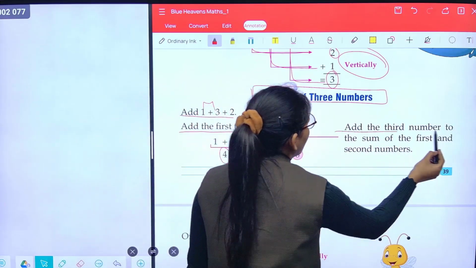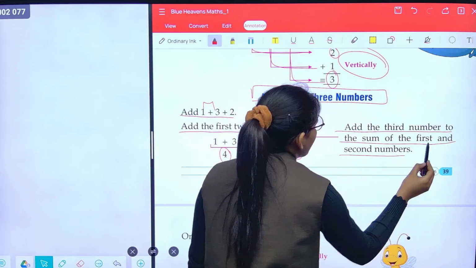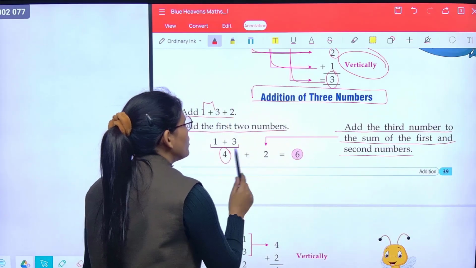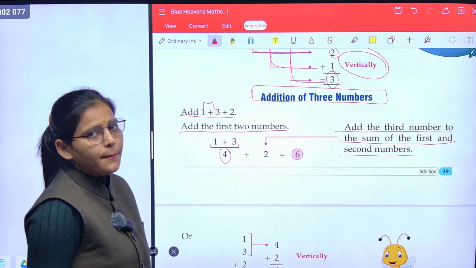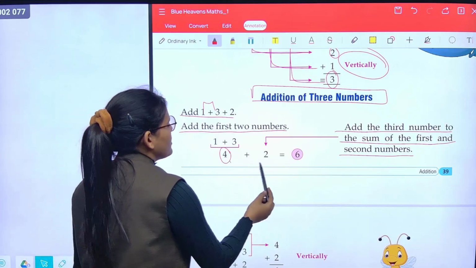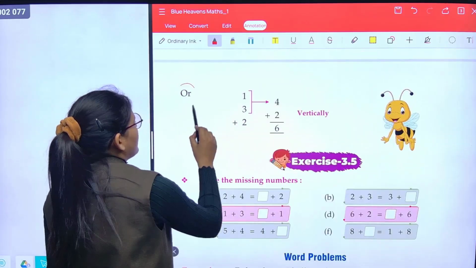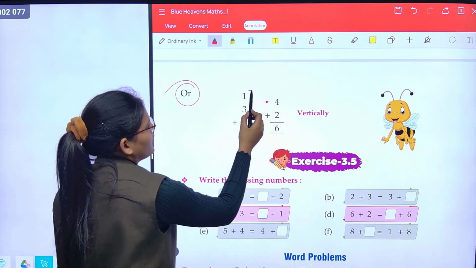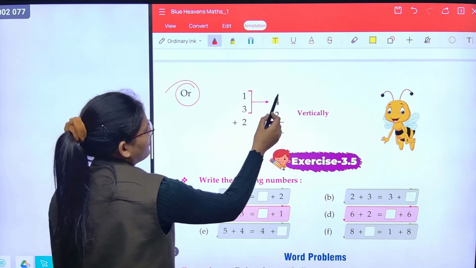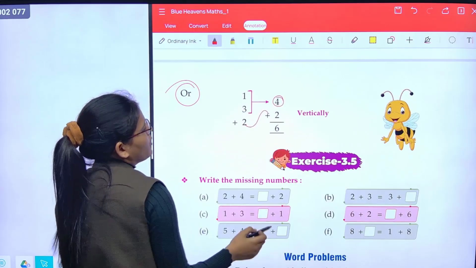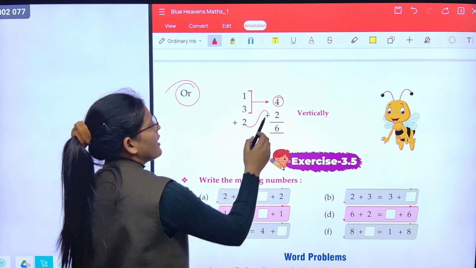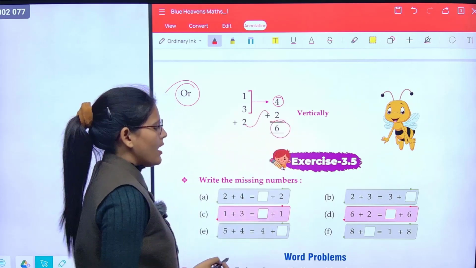Add the third number to the sum of the first and second number. Now class, to the sum of these two we will add the third number. 4 plus 2 is 6. The answer is 6. Now class, vertically we first add the first two numbers. 1 plus 3 is 4. Then we add the next number to that sum. 4 plus 2 is 6. Understand?